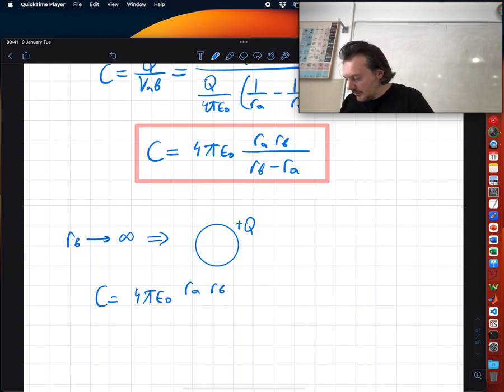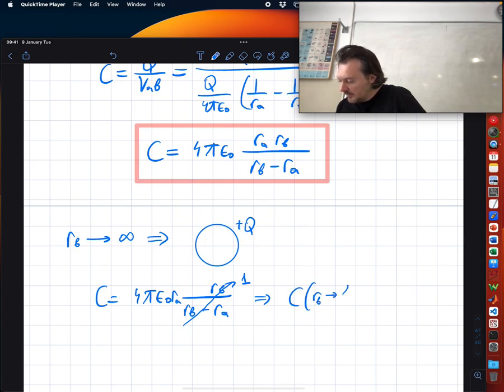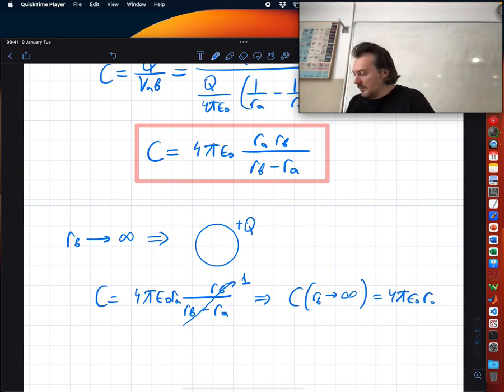Okay? Good. So in this case, when RB goes to infinity, notice that C was 4 pi epsilon 0 RA RB over RB minus RA. So RB going to infinity means that this ratio will go to 1. Right? So then C as RB goes to infinity becomes 4 pi epsilon 0 RA. Turns out that just a spherical shell by itself is a capacitor with a capacitance of 4 pi epsilon 0 RA.